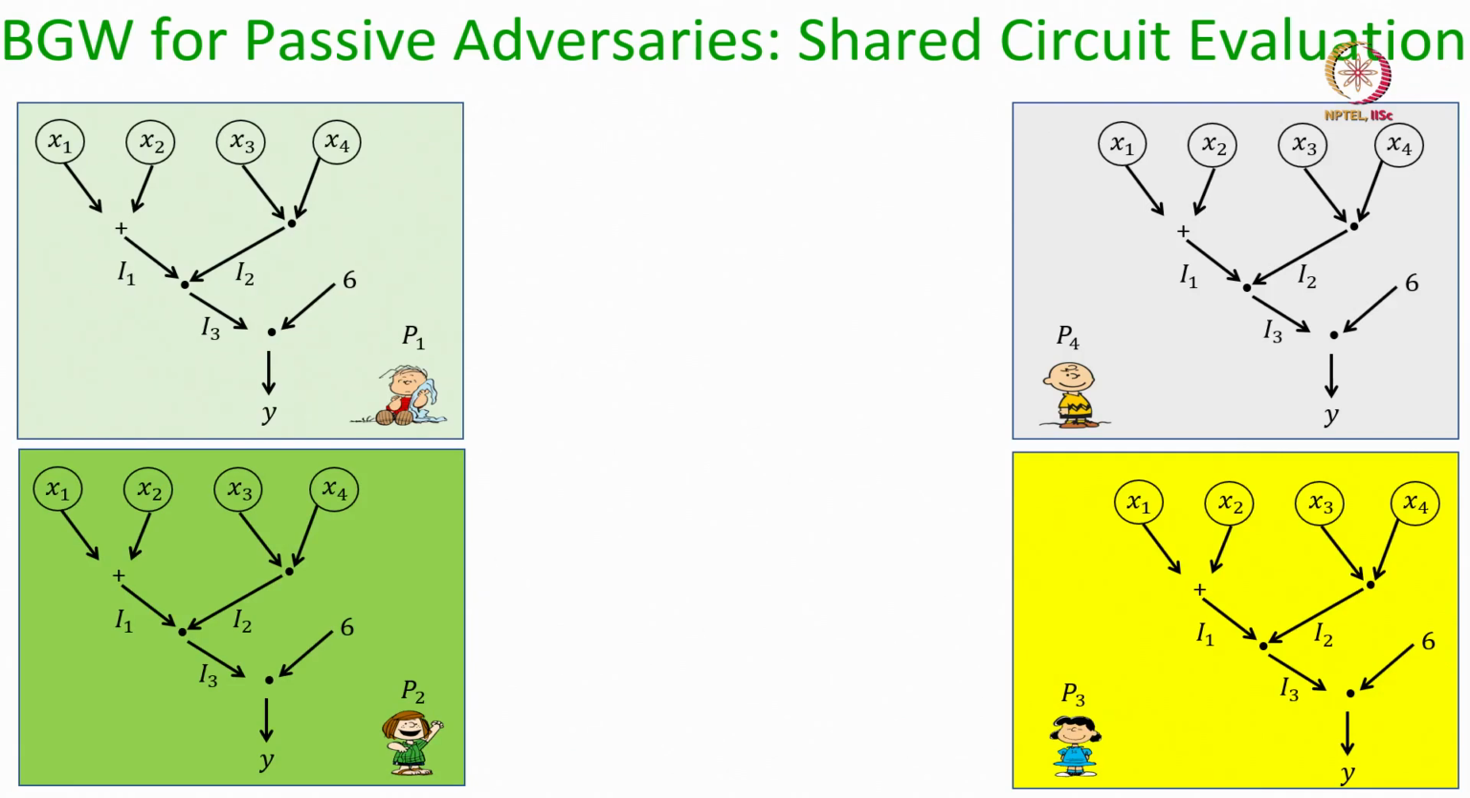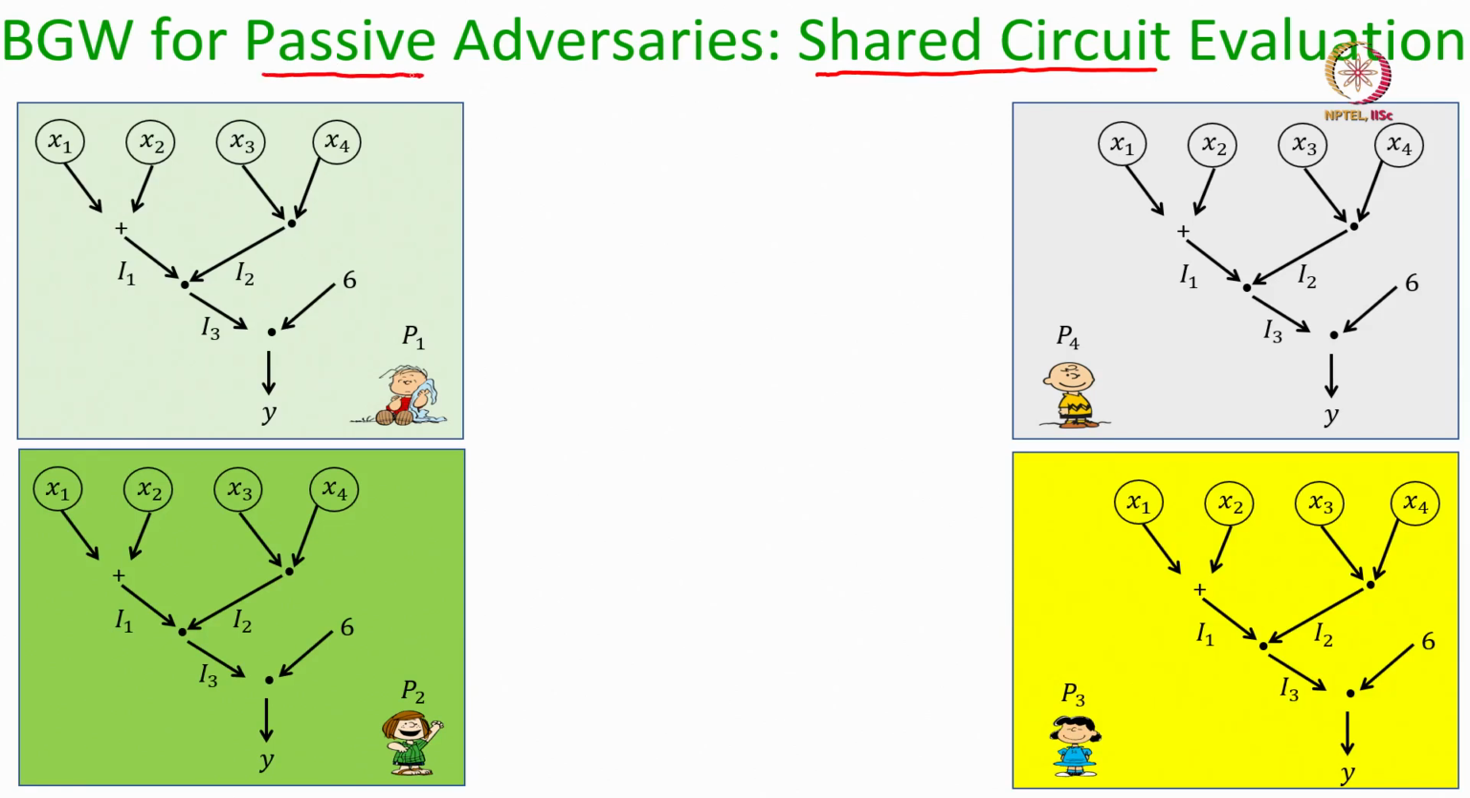So, the BGW protocol performs the circuit evaluation in a different way, and the form of circuit evaluation done in the BGW protocol is called the shared circuit evaluation. So, here is the idea of the shared circuit evaluation, assuming that the adversary is a passive adversary.